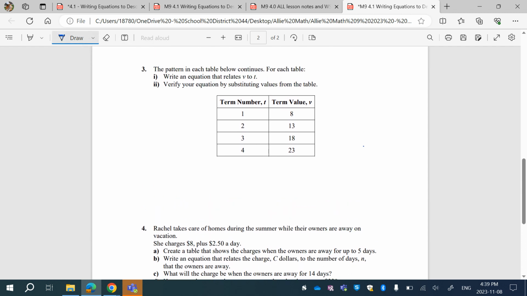So the pattern in each table below continues. For each table, write an equation that relates v to t. Verify your equation by substituting values from the table. So let's look for some patterns first. T is increasing by 1 each time as we go up. And V is increasing by 5 each time, plus 5.